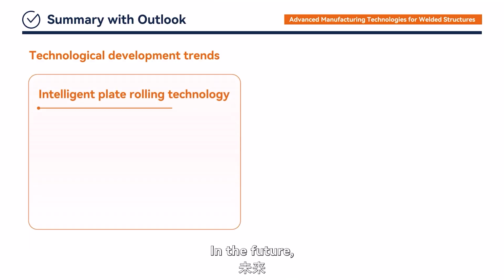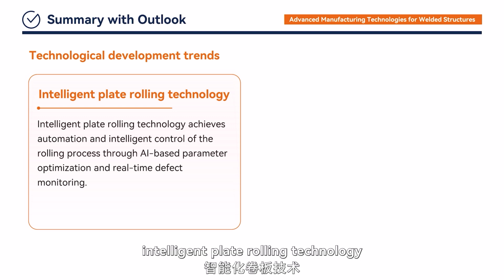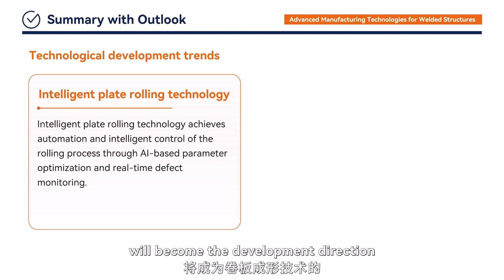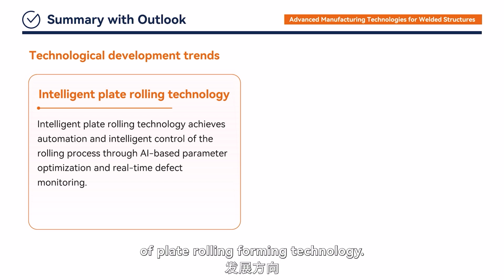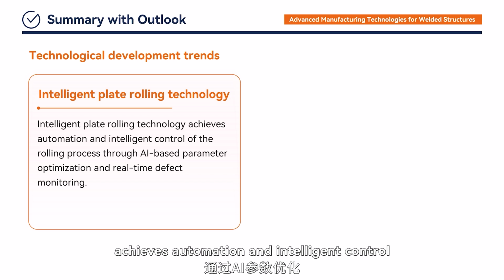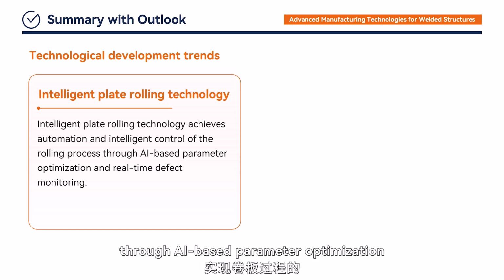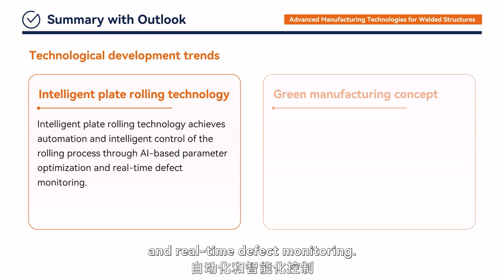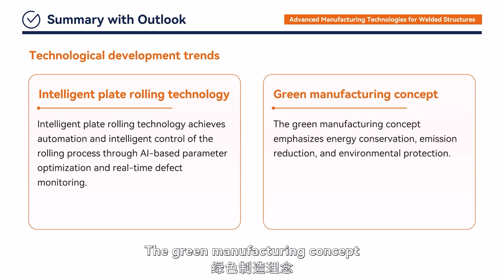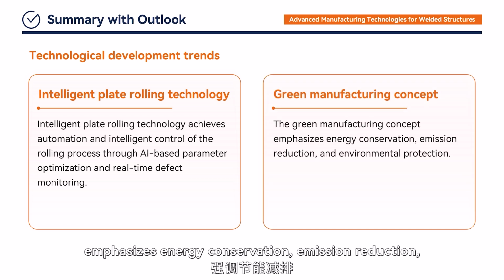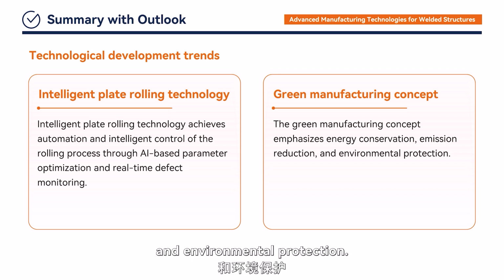In the future, intelligent plate rolling technology and green manufacturing concepts will become the development direction of plate rolling forming technology. Intelligent plate rolling technology achieves automation and intelligent control of the rolling process through AI-based parameter optimization and real-time defect monitoring. The green manufacturing concept emphasizes energy conservation, emission reduction, and environmental protection.